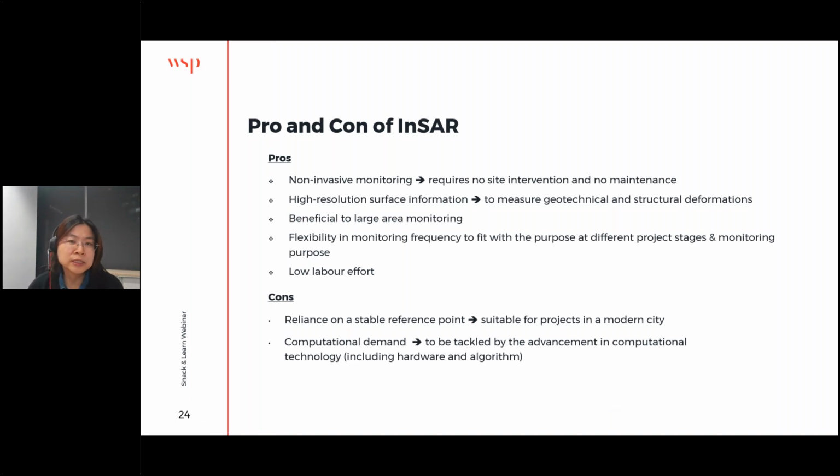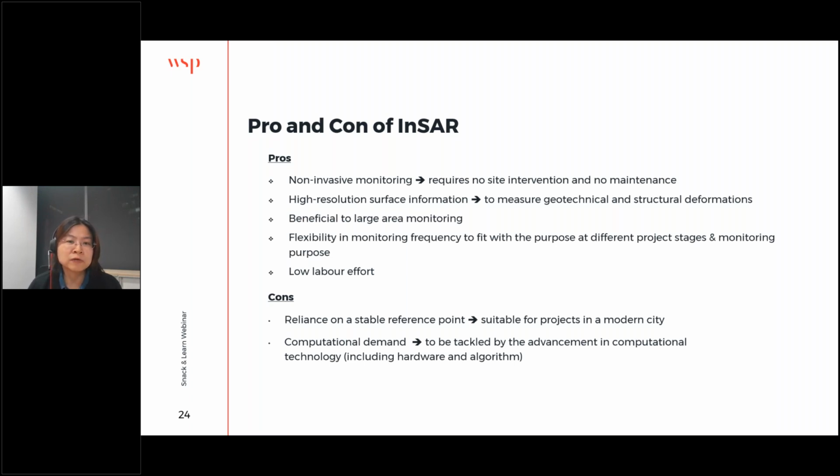So we managed to work with it, and we want to share with you some of the pros and cons when using InSAR. The pro, definitely the advantage, is non-invasive monitoring. It requires no site interventions and no maintenance, and provides high resolution surface information. You can measure the ground, and you can measure structures as well. For our case here, we are talking about 600 hectares, a large area of monitoring. Definitely, this is much more cost effective compared to conventional methods, and is flexible in monitoring frequency.